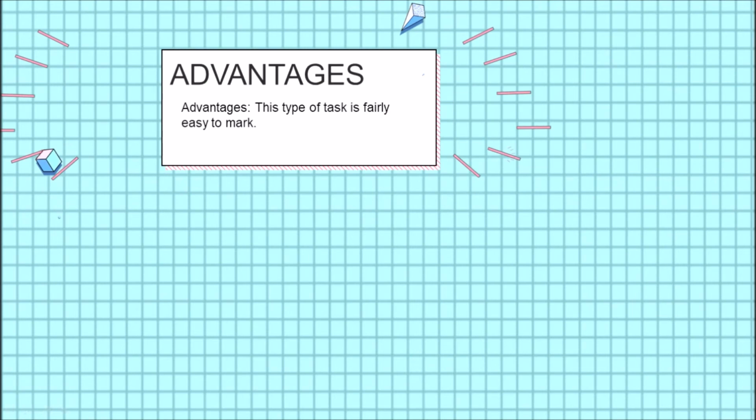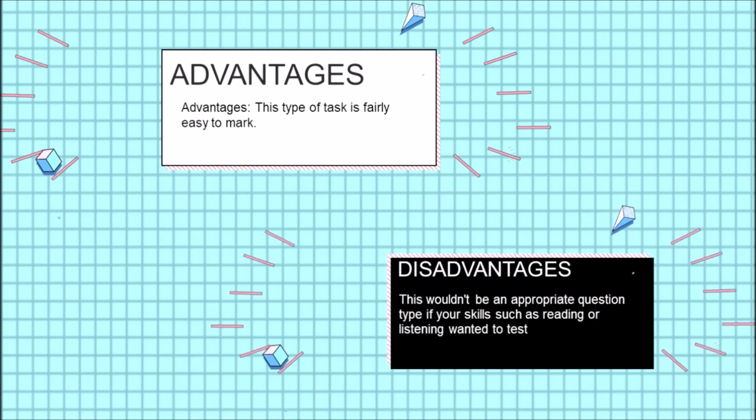The advantage of this question is that this type of task is fairly easy to mark also. The disadvantage is that this wouldn't be an appropriate question type if you want to test skills such as reading or listening. If you want to increase your listening or reading, you can do the exercise at the question of gap filling or fill in the blanks.